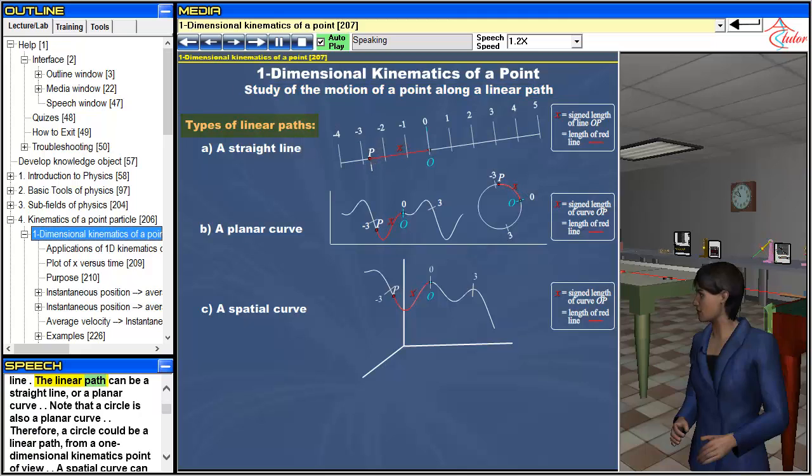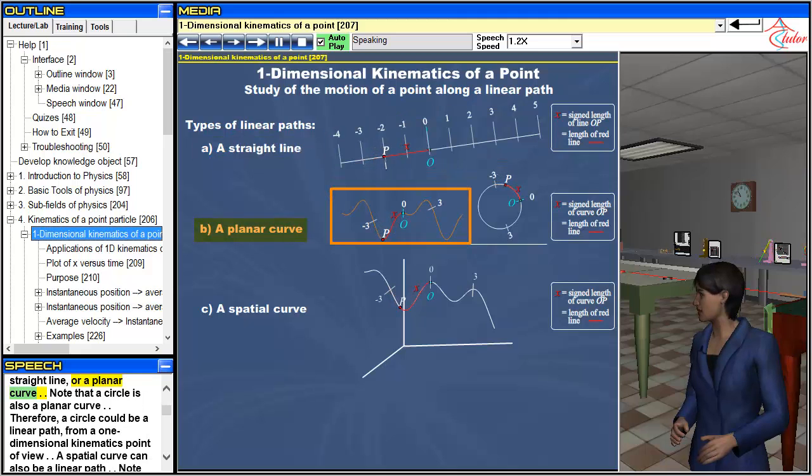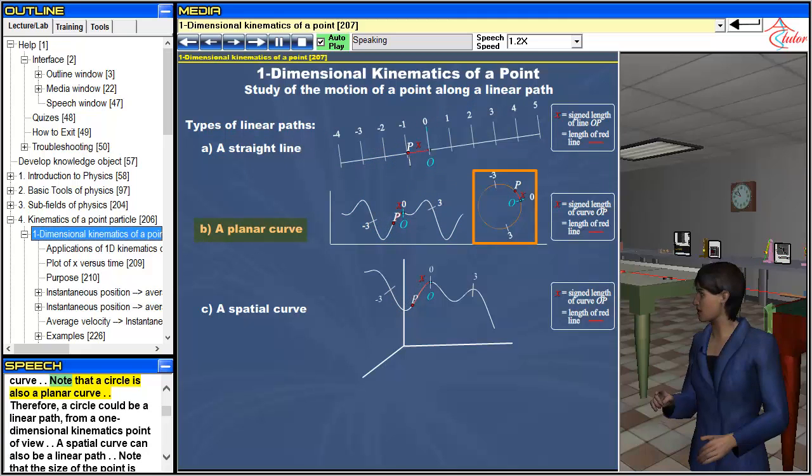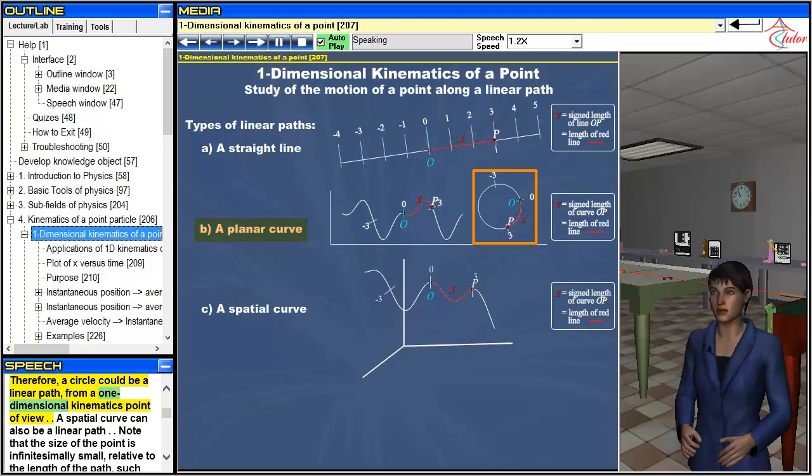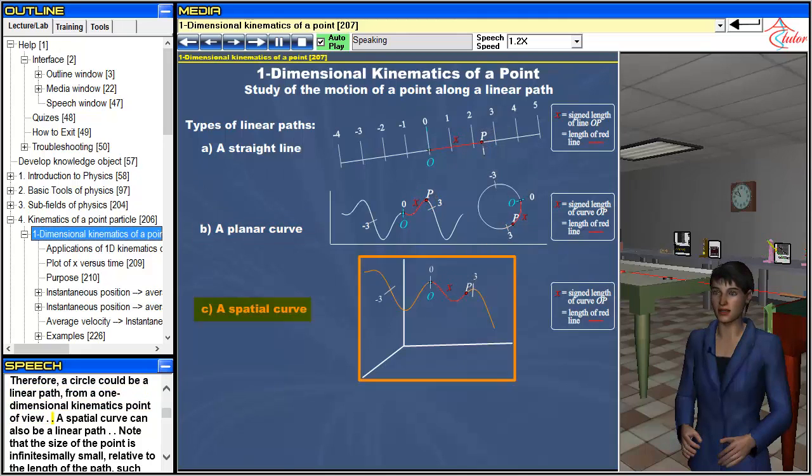The linear path can be a straight line or a planar curve. Note that a circle is also a planar curve. Therefore, a circle could be a linear path, from a one-dimensional kinematics point of view. A spatial curve can also be a linear path.